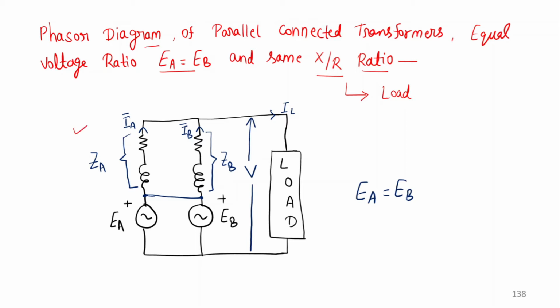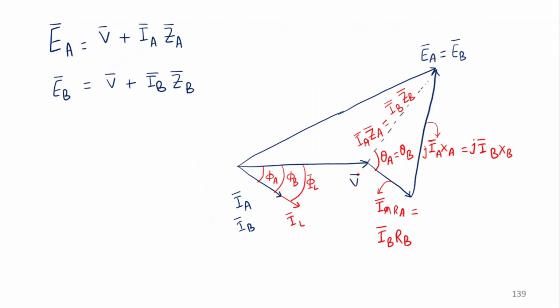So what is the circuit diagram? There are two transformers, A and B, both connected in parallel, and EA equal to EB. So these are equipotential points, you can connect them together. This is ZA, the impedance of transformer A, and ZB, the impedance of transformer B. This is the load voltage V and the load current IL. So EA you can write as V plus IA ZA, and EB similarly as V plus IB ZB.